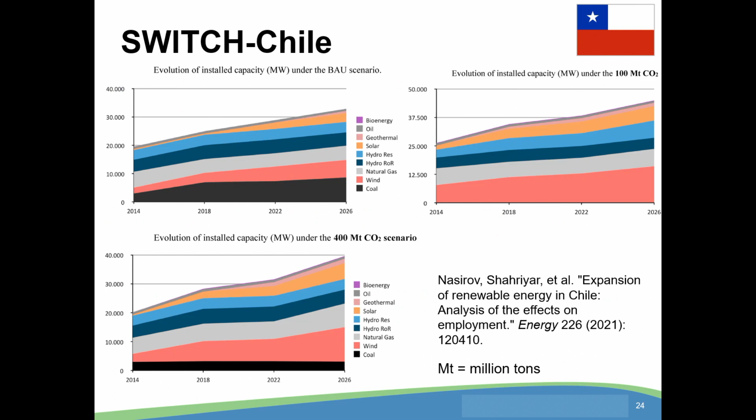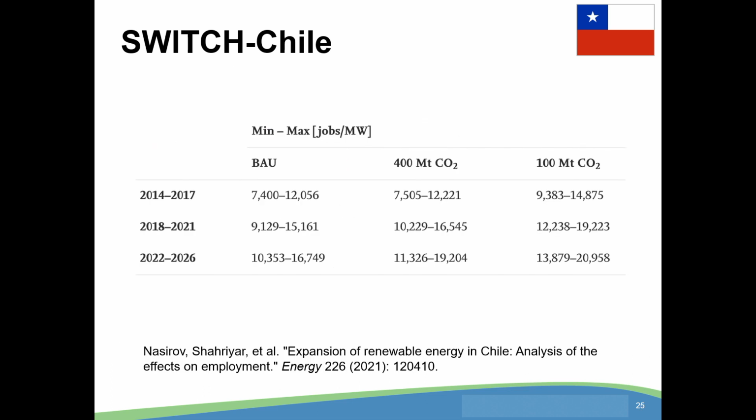And the last country I want to highlight is Switch Chile. In this model, they looked at three scenarios: business as usual, and then two different carbon caps, one with 400 million tons of CO2, and the other of 100 million tons of CO2. And the reason that I chose this is I feel like they modified the Switch model to answer the questions that they were most curious about, which had to do with clean jobs.